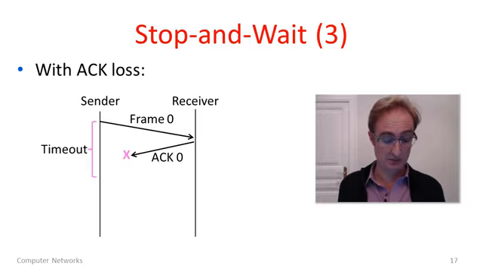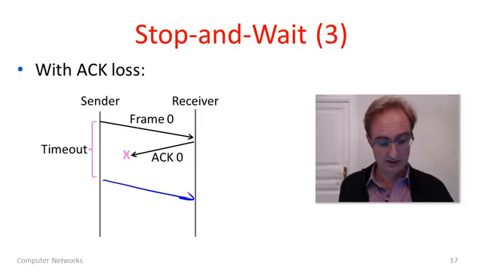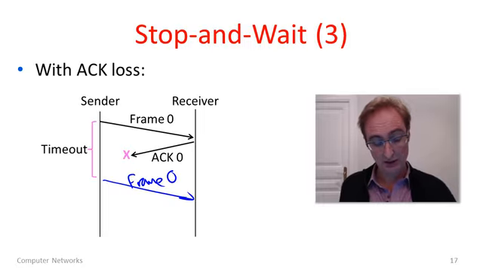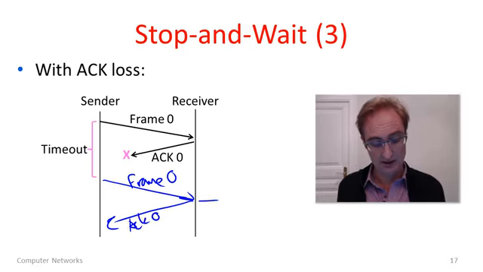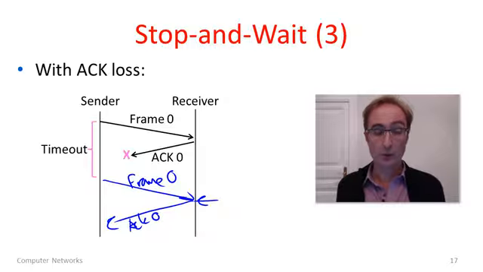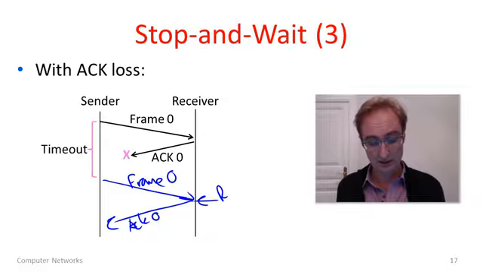So what's going to happen when we have ACK loss? Well, after the timeout, the sender will resend. Now, since it's a resend, it is sending frame 0. The receiver will ACK 0. Here, the receiver received frame 0. Now it is receiving frame 0 again. So the receiver is clear that this is a resend.